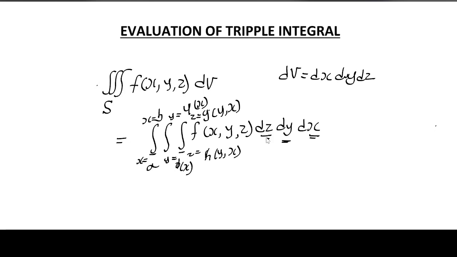When I change the order, instead of dz, dy, dx, if I take dz, dx, dy, this will remain the same. The z limit will be functions of y and x, and the intermediate limit will be for the variable x, because x is the middle variable, and that will be functions of y. And the outermost limit will be for y, that will again be constant. So this is the representation of a triple integral.